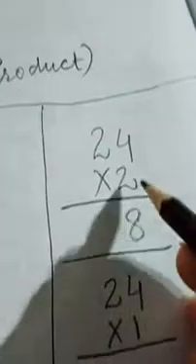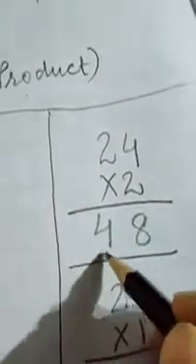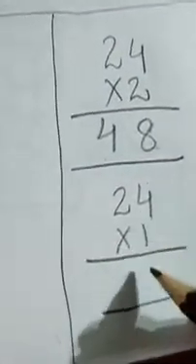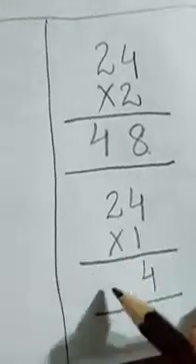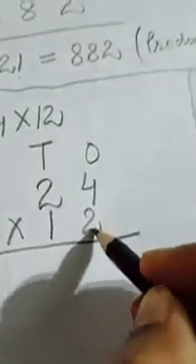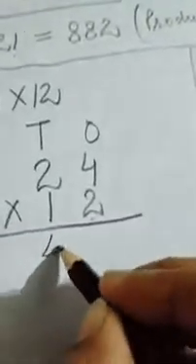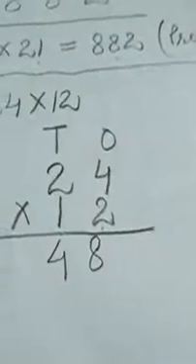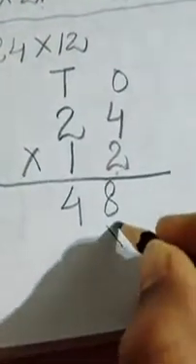Yes, now 2 fours are 8, 2 twos are 4, we got 48, and here 4 ones are 4 and 2 ones are 2. Yes, firstly the right hand side 2 is there, so we will write this product firstly, that is 48. Yes, now under the 8 we will draw one cross.